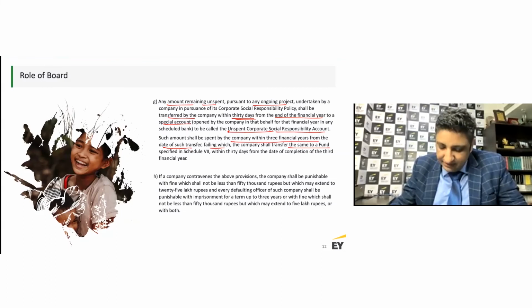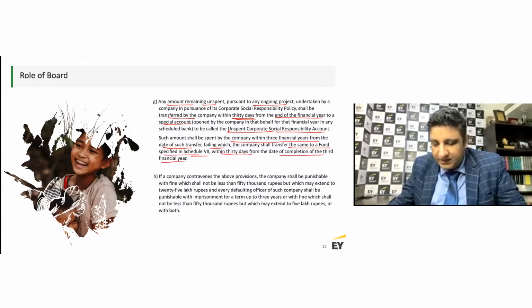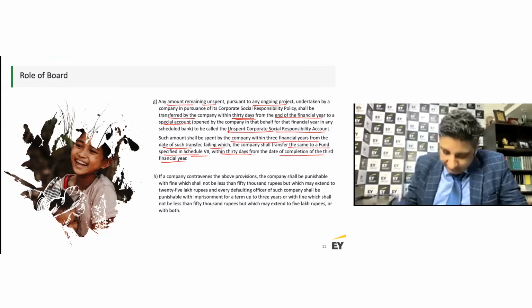If it's not being spent, then naturally it has to be transferred to a fund designated or identified under Schedule 7 within 30 days of the completion of the 3rd financial year. If a company contravenes, the company shall be punishable with a fine which is not less than 50,000 but may go up to 25 lakh rupees, and every defaulting officer shall be punishable. So it's not just a civil, but also a criminal offense.